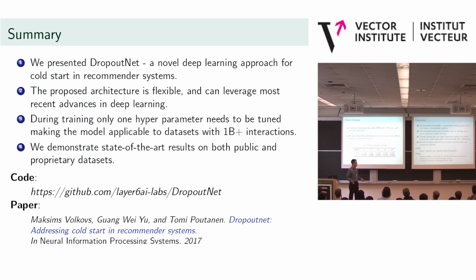So to summarize, we have presented Dropout Net, a novel deep learning approach for cold start in recommendations. Our proposed architecture is flexible, and can take advantage of the recent advances in deep learning for the content types. During training, there is only one hyperparameter that needs to be tuned, which we have shown to be very robust in our architecture. And therefore, we can apply this model to a very large dataset with over 1 billion interactions, as we have shown. Finally, we demonstrated state-of-the-art performance on 2 large-scale datasets, one public and another proprietary.